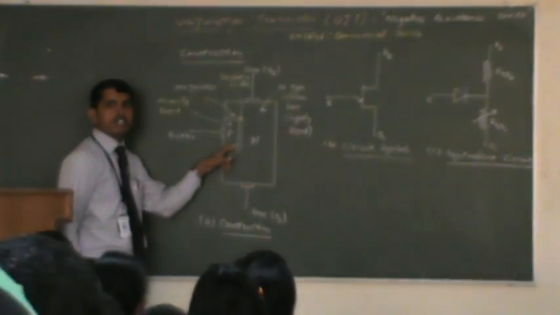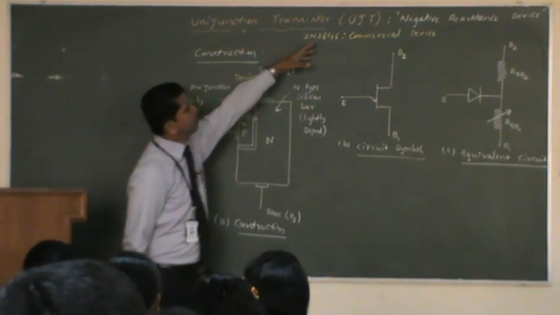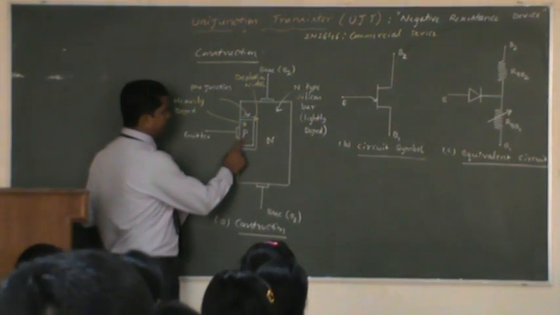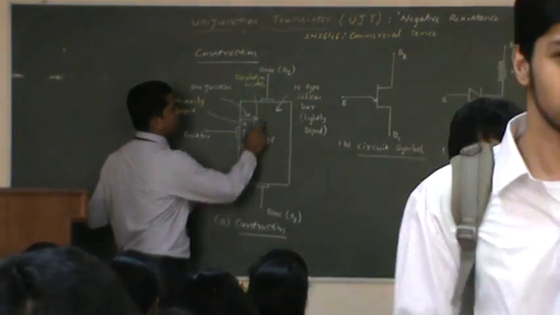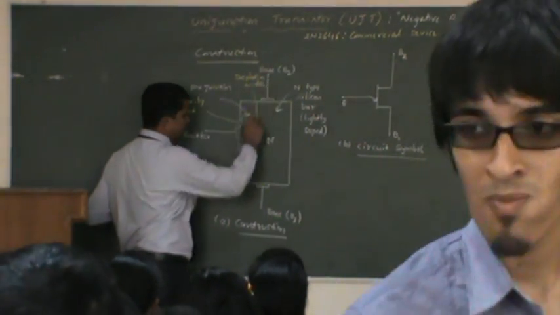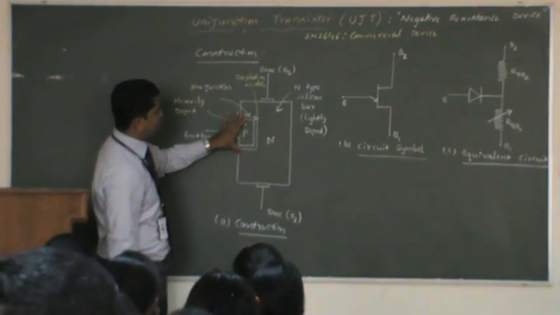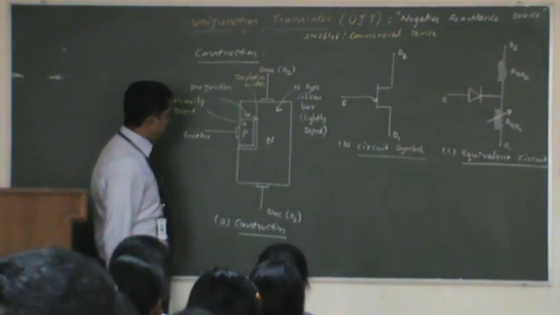Take an N-type silicon bar, lightly doped, and diffuse heavily doped P-type charge carriers. This forms the one junction. That's why it is called a unijunction transistor. You won't find two junctions. Also look at this. This emitter junction, or you can say PN junction, is close to the base B2 terminal. In our diagram we also indicate it in such a way that this junction should be close to the base B2 terminal. So due to that, resistance.